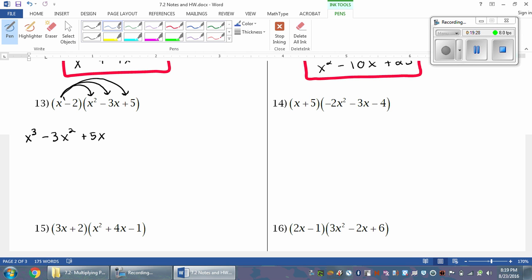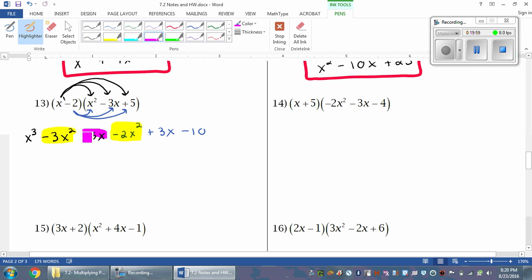Next step, I'm going to go ahead and distribute the negative 2. Negative 2 times x squared is negative 2x squared. Negative 2 times negative 3x is positive 3x. Negative 2 times positive 5 is negative 10. Alright, if you can see, I have some like terms: negative 3x squared and negative 2x squared. They are like terms, so I can combine them because they have the same variable and the same exponent. Both of them are squared. And then I can combine positive 5x and positive 3x.